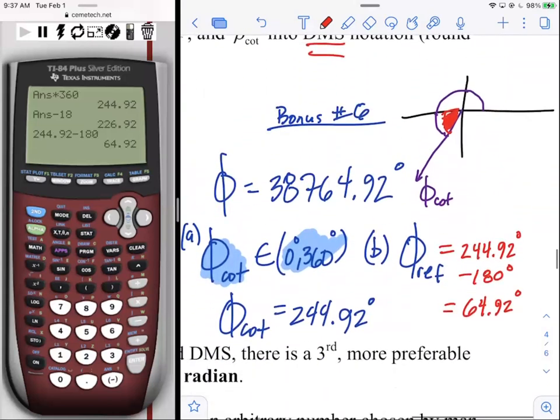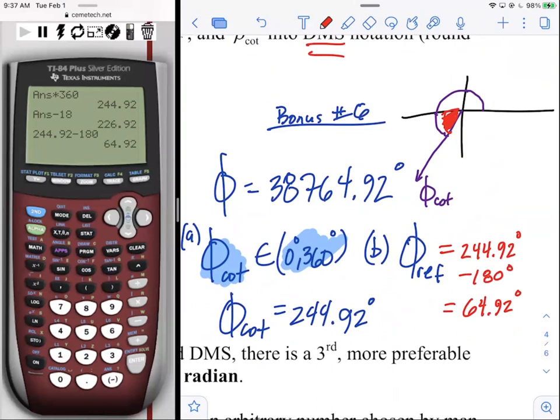Okay. And notice how it's clearly labeled. We're using the subscript notation now. So instead of giving them their own name like phi and alpha and beta, we're using subscripts like Kevin Senior, Kevin Junior, Kevin the Third, right? We got phi subscript coterminal, phi subscript reference angle. Got it?